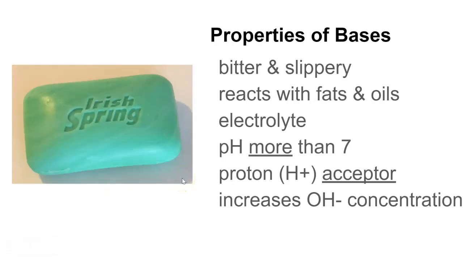Okay, so here are our properties of bases. Typically, they're bitter and slippery. They will react with fats and oils. They're also an electrolyte. They have a pH greater than 7. They are a proton acceptor, so they will accept the hydrogen. And it will increase the hydroxide concentration, so that OH anion will increase with the base.